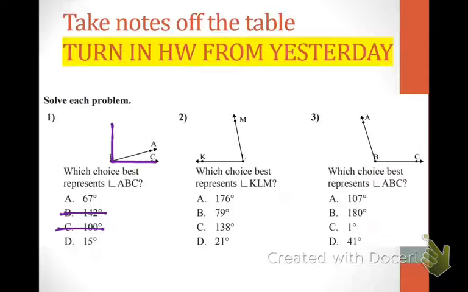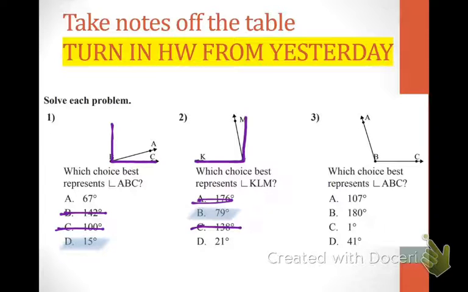B and C, definitely not going to be B or C. So do we think it's going to be A or D? D would be the closest thing. Number 2, again, compare everything to a right angle. Is it more or less than a right angle? It is less, so I'm going to cross out everything that's bigger than that. Do we think it's going to be 79 or 21?